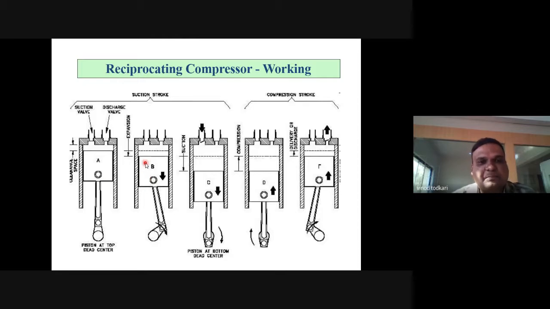Okay. Now see, the piston reciprocates inside the cylinder. The crank rotates on the crankshaft, and this connecting rod converts rotary motion of the crank into reciprocating motion of the piston. Let's say if your motor is connected to the crankshaft, what will happen?